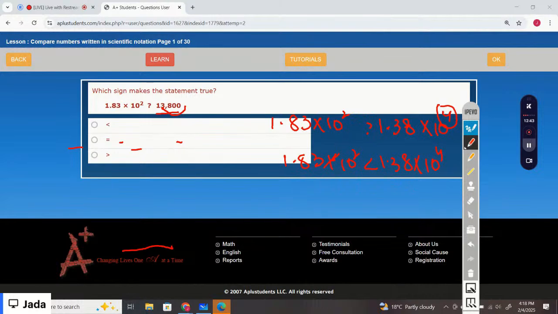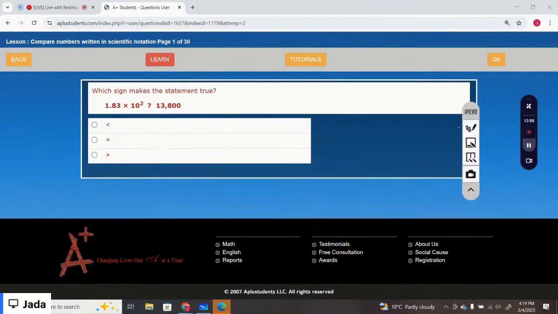Right? That is the first thing you have to do. You have to compare their coefficients. So option number 1 is the correct option.